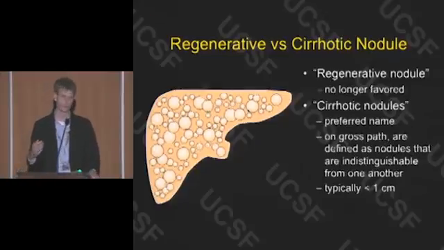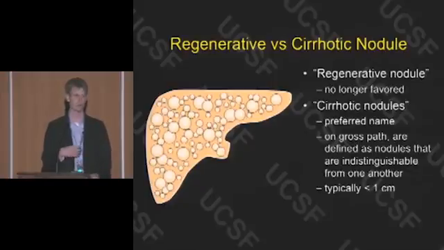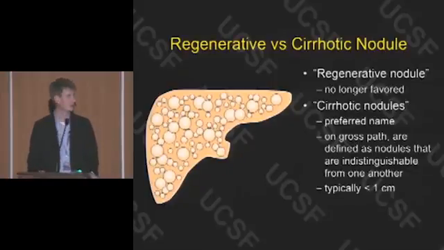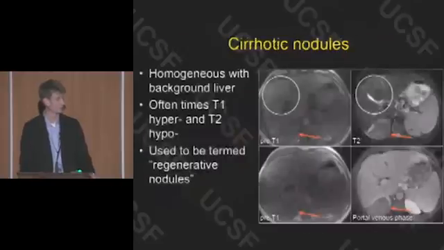Regenerative nodules is sort of saved for nodules and entities like Budd-Chiari, where you get regenerative nodular hyperplasia. Whereas in cirrhosis, these actually aren't all regenerative. There's degeneration going on, and much more. If you go on pathology, they're very different than a regenerative nodule. So we're using the term cirrhotic nodule.